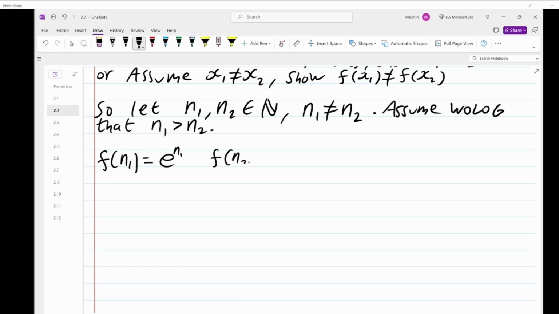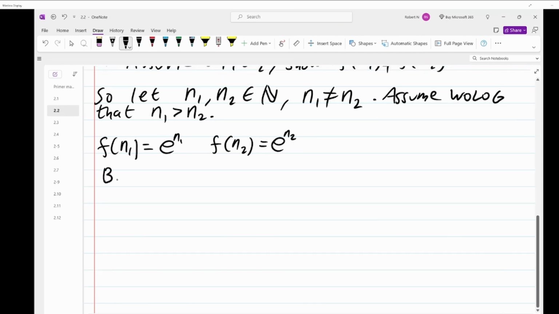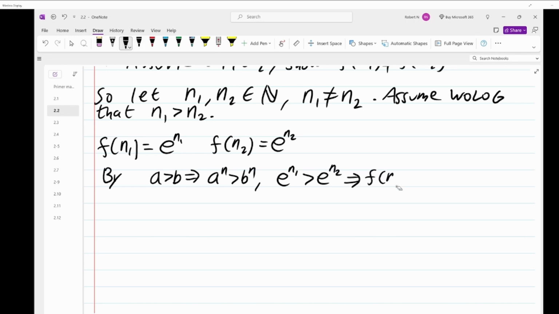Similarly, f of n2 is going to be equal to e to the n2. And then by a greater than b implies a to the n bigger than b to the n, e to the n1 is greater than e to the n2. Implies f of n1 bigger than f of n2 implies f of n1 not equal to f of n2.